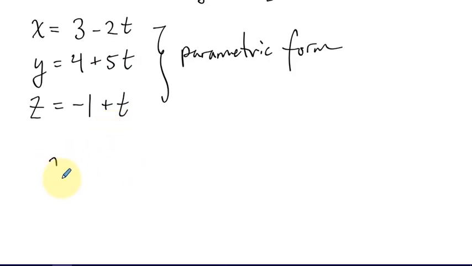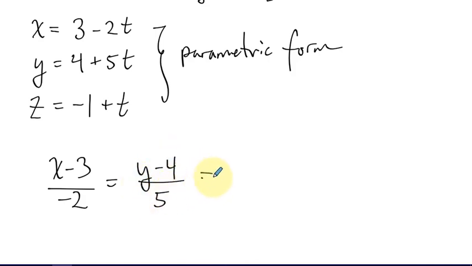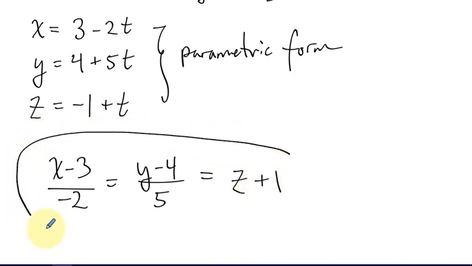So what I mean is you could get x minus 3 divided by negative 2 when you solve for t, equals, and when I solve for t in this one, I'll have y minus 4 divided by 5, and when I solve for t in this one, I'll get z plus 1. So this is called the symmetric form.